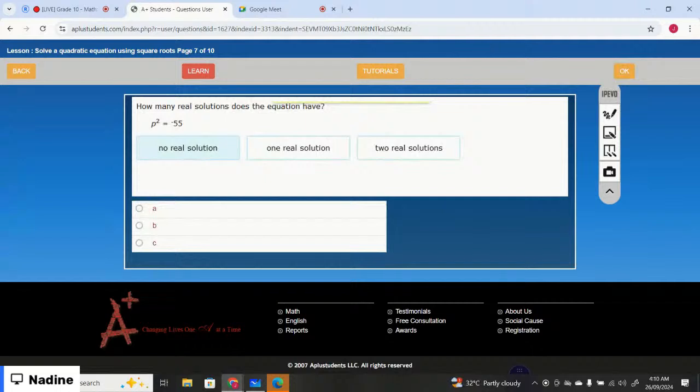How many real solutions does the equation have? p square equals negative 55. So which is the correct option? The equation has no real roots. Option A is the correct option, right?